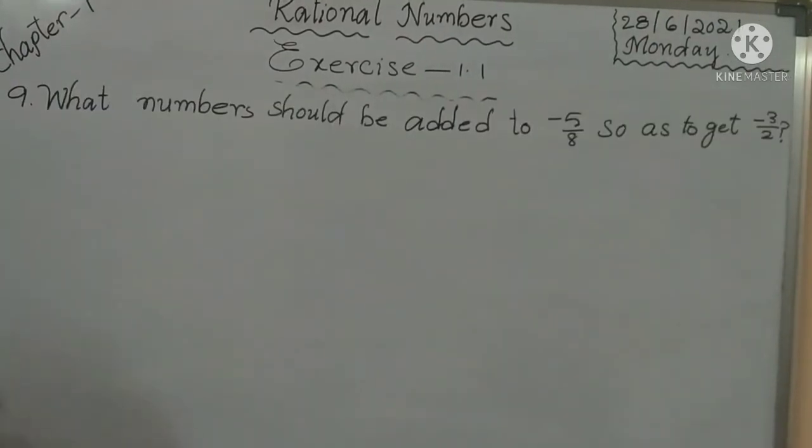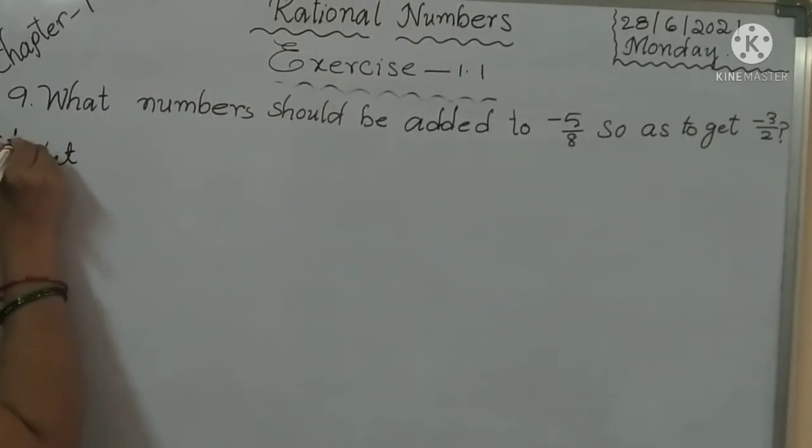So next question, the 9th one. What number should be added to minus 5 by 8 so as to get minus 3 by 2? So minus 5 by 8, which number is added to get minus 3 by 2? Here the number to be added is not given, so we have to take x or y, your wish. Okay. Let the number to be added be x.